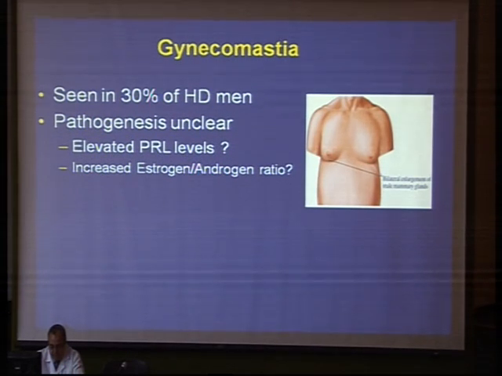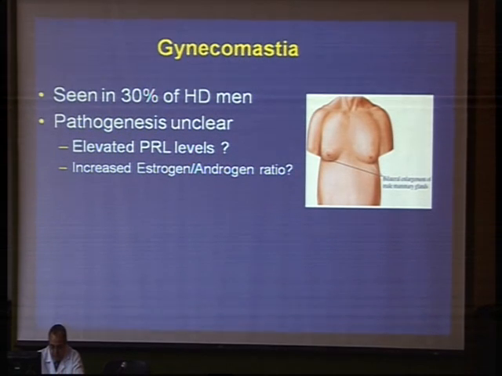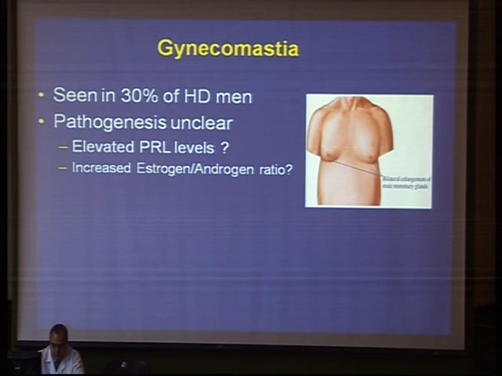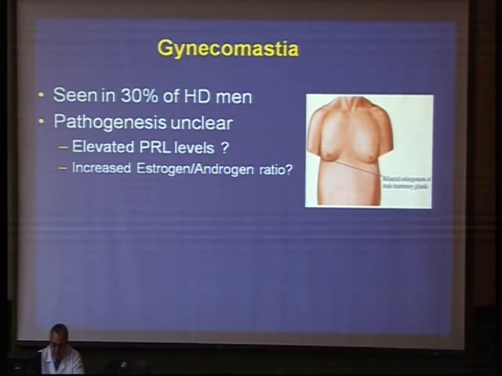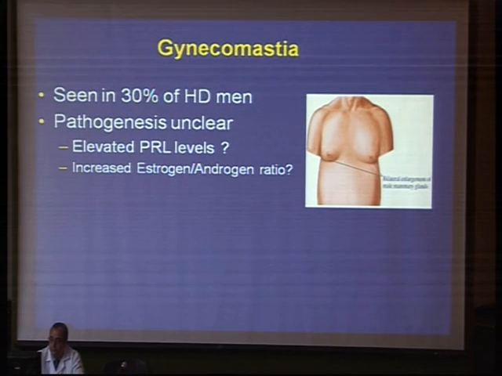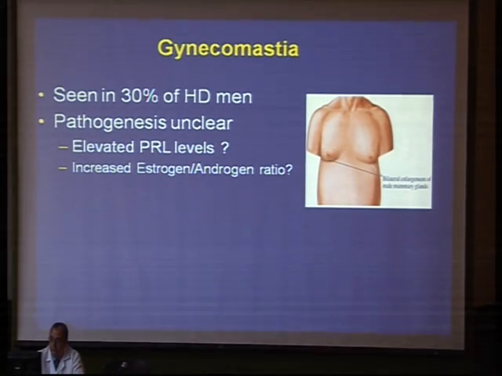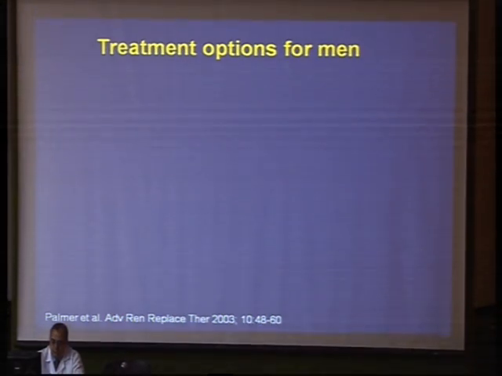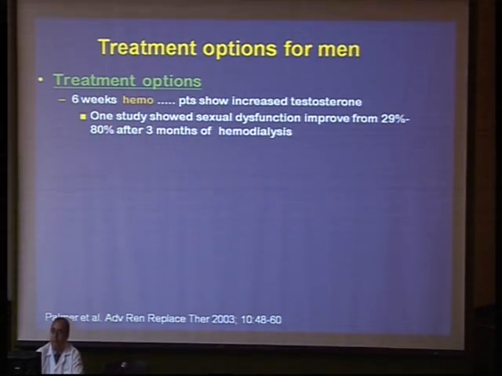Gynecomastia is enlargement of the breast. You have glandular tissue in the breast of men with CKD, seen in 30% of hemodialysis men. The pathogenesis is still unclear, sometimes related to the prolactin level or an increased estrogen to androgen ratio. Now I said we have a low level of testosterone and a very high level of estrogen in men, and this may be reflected in the breast. Patients have a soft tissue mass related to the gland in the breast.